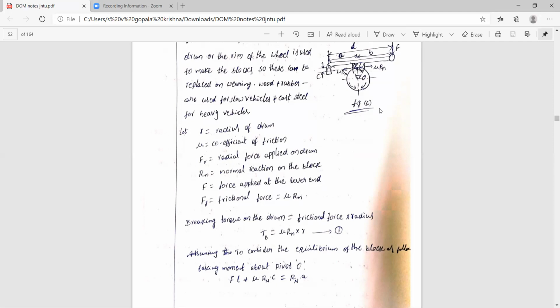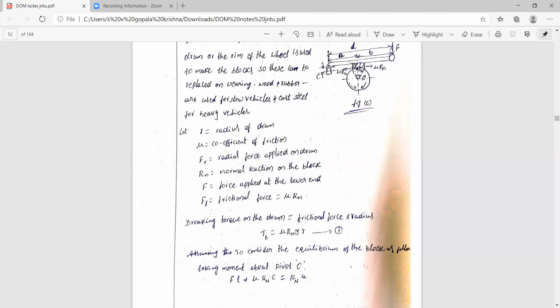They may also give some distances between our forces and the pivot. Those distances are given as a, b, and l. So we have the forces, their directions, and the distances from the pivot point. When we have that, we can directly write the value of the braking torque on the drum.